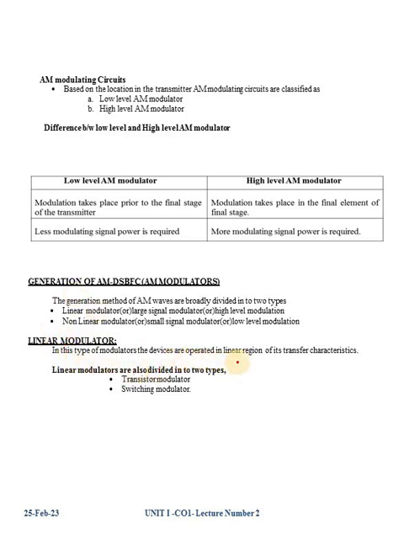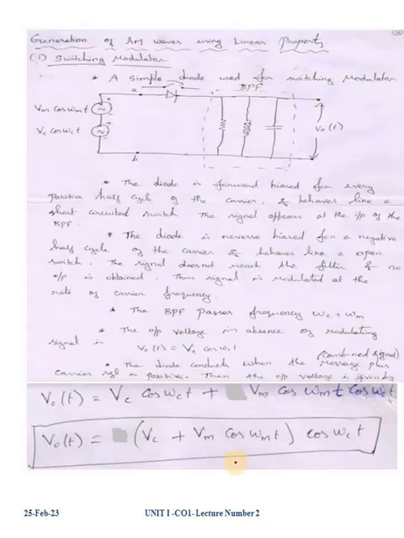The devices are operated in the linear region of their transfer characteristic, that is the VI characteristics. Linear modulators are also divided into two types: one is the transistor modulator and another one is the switching modulator. Today we will discuss the diode switching modulator.